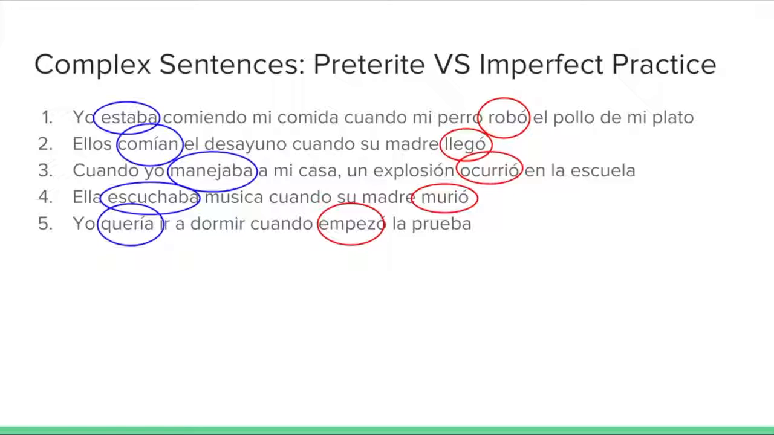So quizzes suck. Just kidding. They're good for you. They test your knowledge on things.